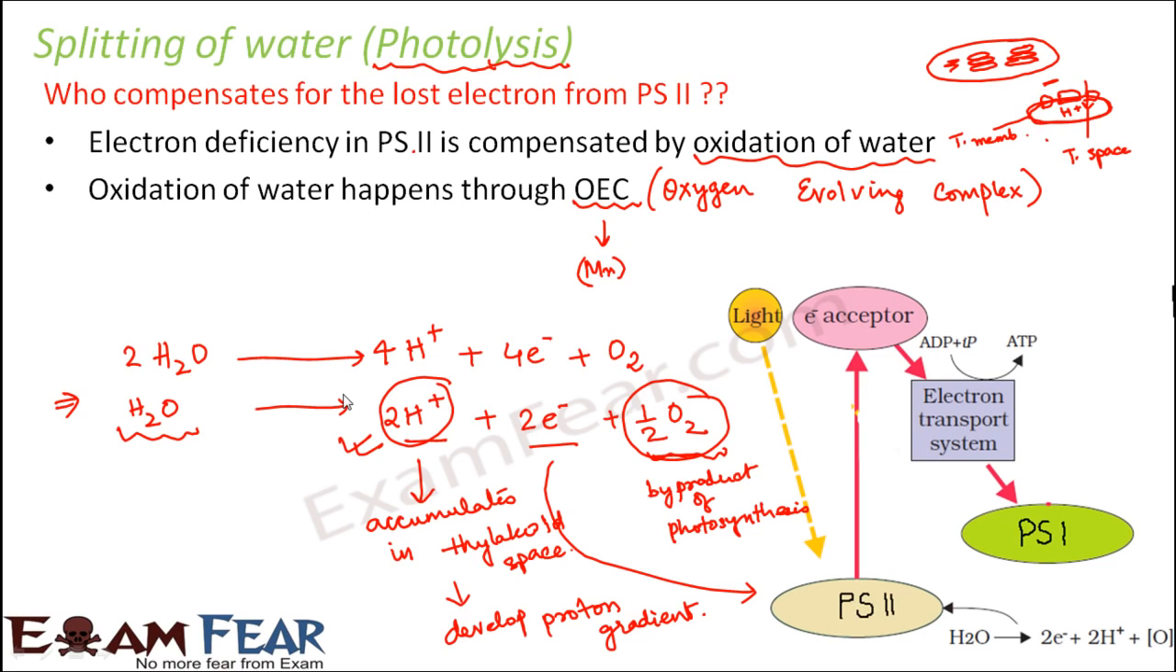So for now, you understood the process of photolysis. Photolysis is the oxidation of water which happens through the help of OEC or oxygen evolving complex, which contains manganese ions. This complex gets activated by loss of electron from PS2 and the oxidation of water produces hydrogen ions which get accumulated in the thylakoid space, electrons which move into PS2 to compensate for the lost electron, and oxygen which is produced as a byproduct of photosynthesis.